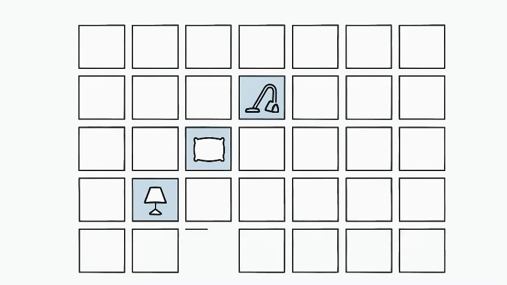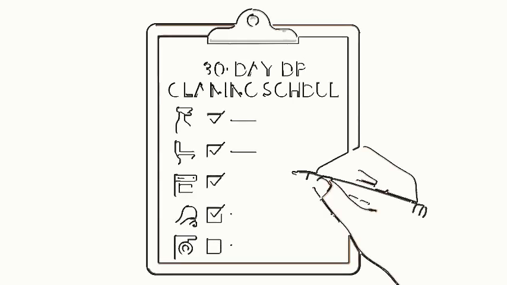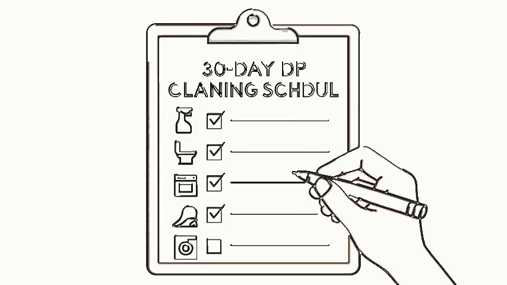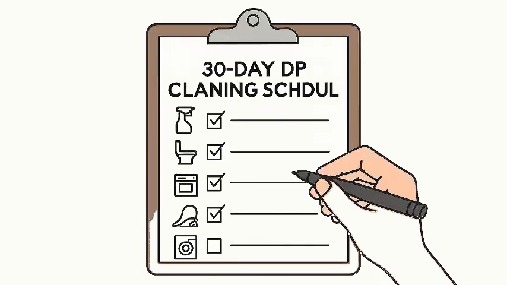Next, divide these tasks into 30 daily groups. Each day should have just a few extra tasks that a room attendant can reasonably finish while still completing normal service. Then, create a 30-day checklist for every room.